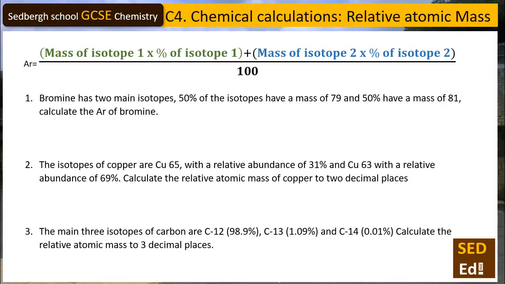Using that information and the general equation on the screen in front of you, calculate the relative atomic mass of bromine. Pause the video, have a go, then see what the actual answer is, and if you've got that right, go on to the next 2. If you haven't, go back through the video, look through the worked equation again, and then have another go. Hopefully, it will all make sense.